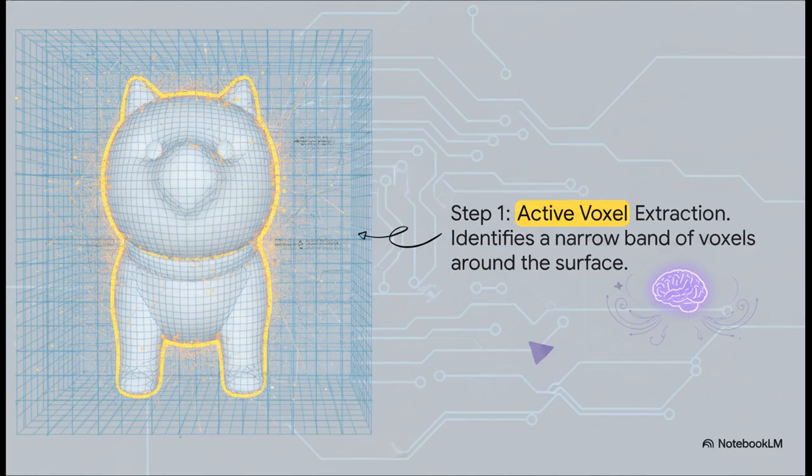Instead of making a giant grid that's like 99% empty space, the algorithm first finds just the active voxels, this thin shell right around the object, and it only does its calculations for those voxels. This whole sparse idea is the key to why it's so efficient. It's how it can handle these super high resolutions without just crashing.